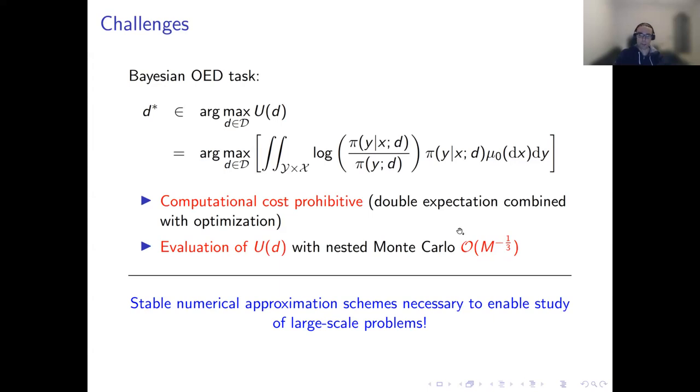And it's well known how this nested Monte Carlo behaves. You will have very slow convergence: if capital M is the number of samples, your convergence rate will be M to the power of minus 1/3. So it's even slower than the usual Monte Carlo rate of 1 over square root of N. What this says is that there's definitely a demand to develop stable numerical approximation schemes for this problem in order to tackle large scale problems. If you look at any research papers around inverse problems with this, and there are many, the applications are usually quite modest in terms of dimensionality, simply because it's such a big and costly task.